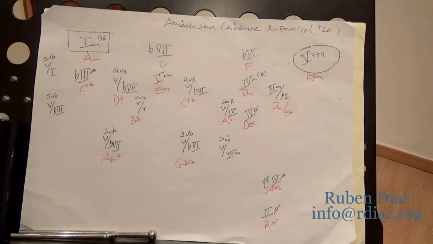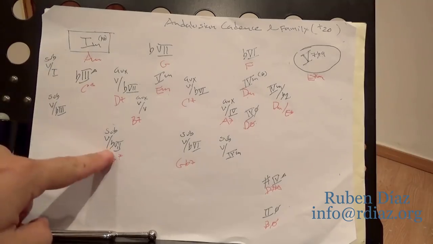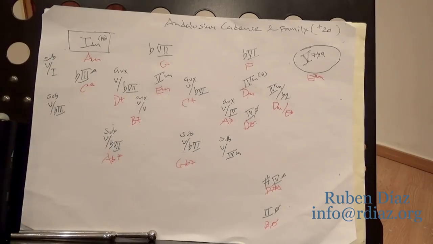Auxiliary dominance sounds like this. And the other one with substitute dominance sounds like this.